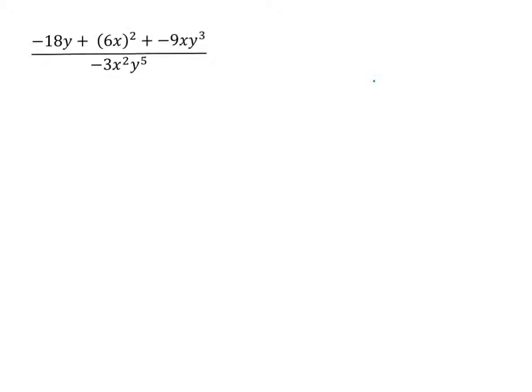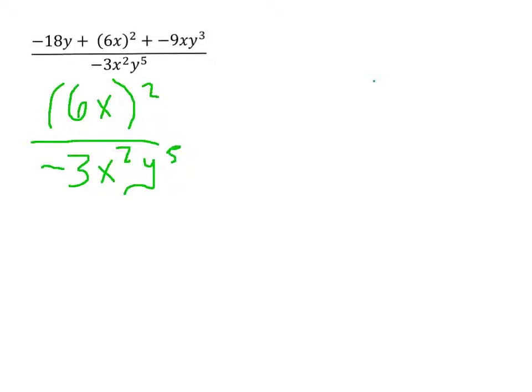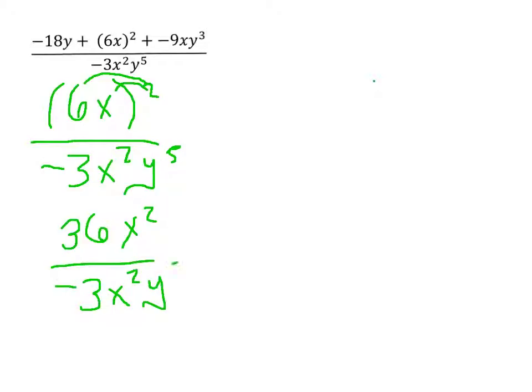Alright, so next we're going to take the parentheses (6x) all squared, and then divide that by the -3x²y⁵. First we want to use the power rule, in which we distribute the squared to each one, which will leave us with 36x² all over -3x²y⁵.